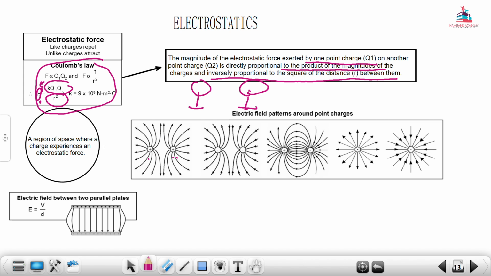And then we say that when we have a region in space where a charge experiences an electrostatic force, that can be said to be an electric field pattern around the point charge. So if you're having spheres and you experience a force of attraction or repulsion, you have an electric field. Also, if you have parallel plates and you are experiencing a force, you say that you have an electric field. So what do we mean?